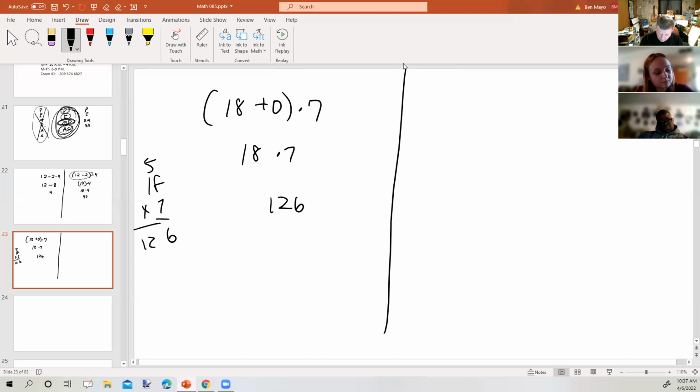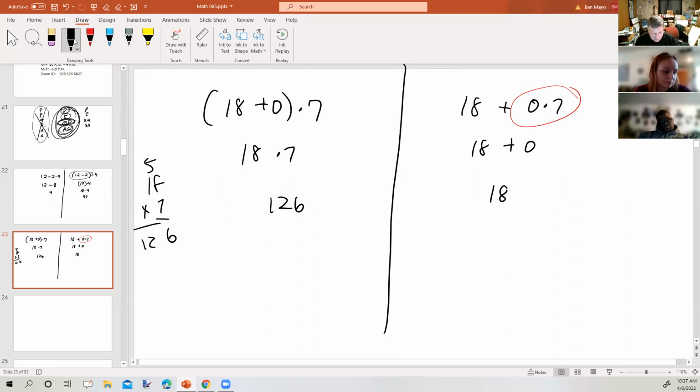Okay. What about this problem? 18 plus 0 times 7. Well, now there's no grouping symbol. So now we would do this multiplication first. 0 times anything is 0. So 0 times 7 would be 0. And anything plus 0 is just the original anything. So again, the grouping symbol, the parentheses changes everything. We okay so far? Any questions, concerns, comments? Okay.